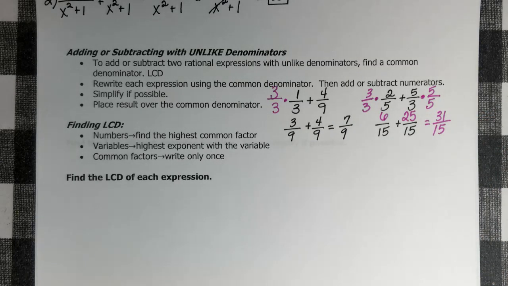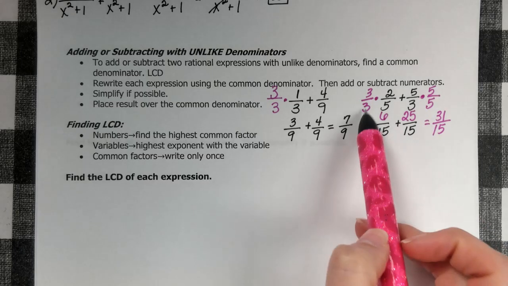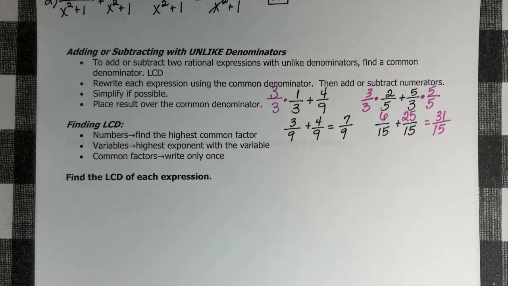Okay? So when we have unlike denominators with rational expressions, you are going to have to look at your denominators and find a common denominator between those, and then you multiply by whatever you need, just like we did here. Do all the simplifying you need to add, okay?